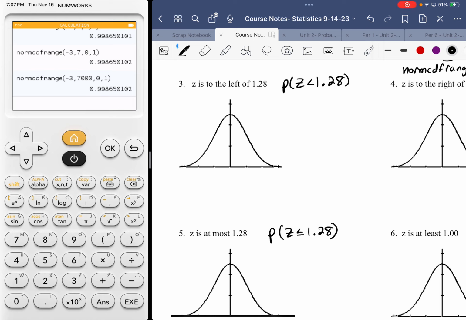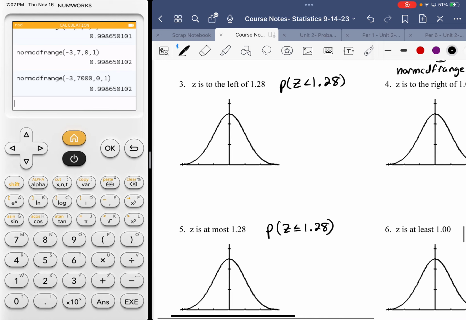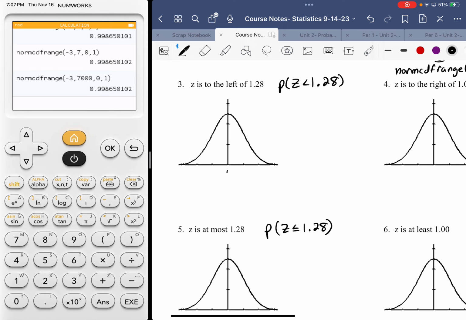Spoiler, I'm going to do the exact same work for number 3 and 5. All right. And in fact, I'm going to do the work for number 3, and then I'm going to copy paste it to number 5 because they're asking for the exact same thing. All right. You do have to kind of ballpark where the 1.28 is.